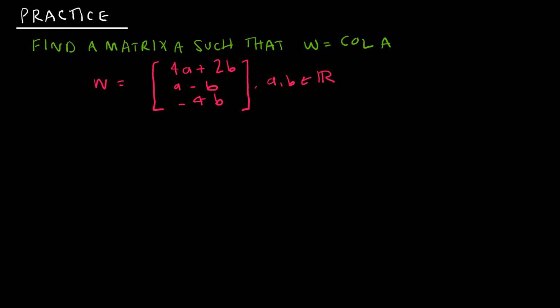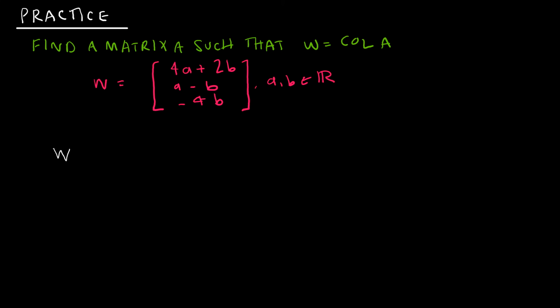Here's another practice for us to try. This one asks us to find a matrix A such that W is equal to the column space of A, and then it gives us this matrix W, which is sort of defined in a weird way. But this is actually a fairly straightforward question.